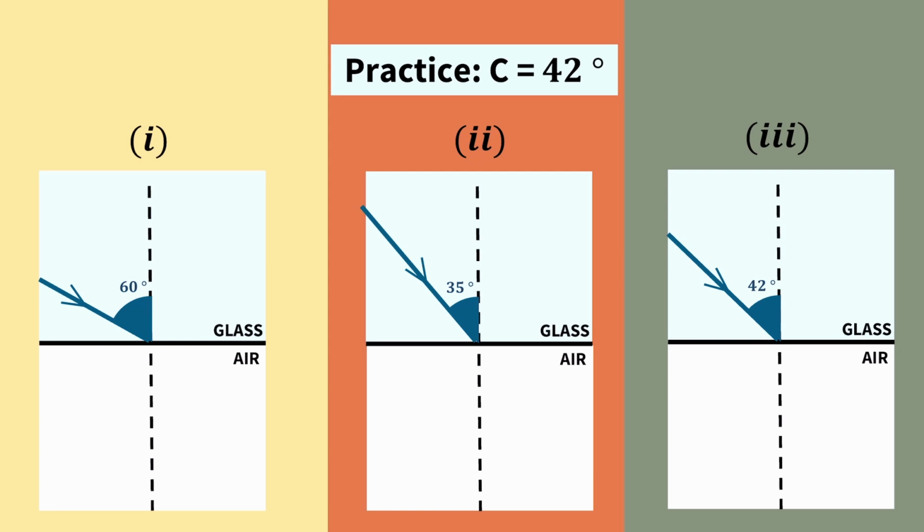In the first case, the angle of incidence is 60 degree, which is more than the critical angle. So it will undergo total internal reflection, and angle of reflection will be equal to 60 degree. In the second case, angle of incidence is 35 degree, which is less than the critical angle. So it will undergo refraction. In the third case, the angle of incidence is 42 degree. So in this case, the angle of refraction will be 90 degree.